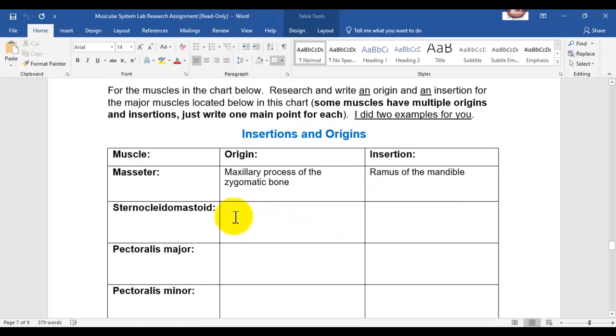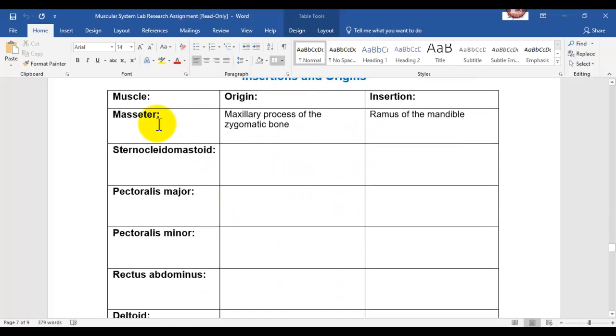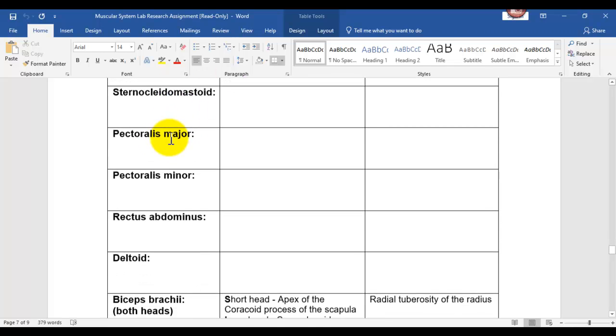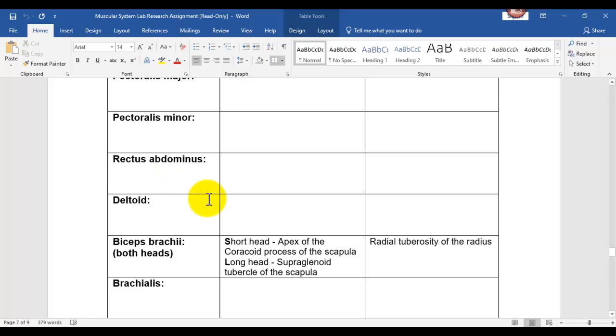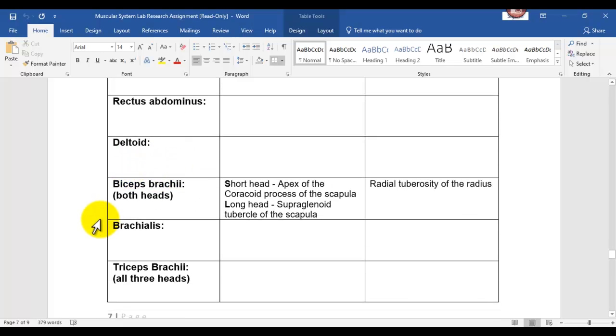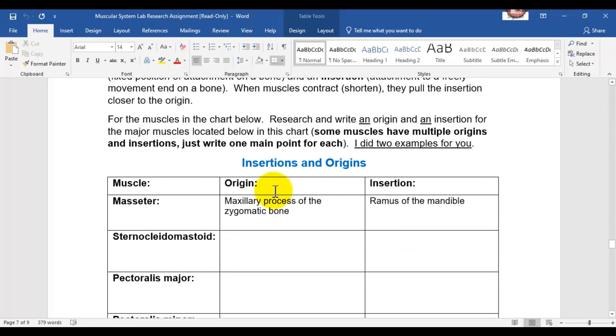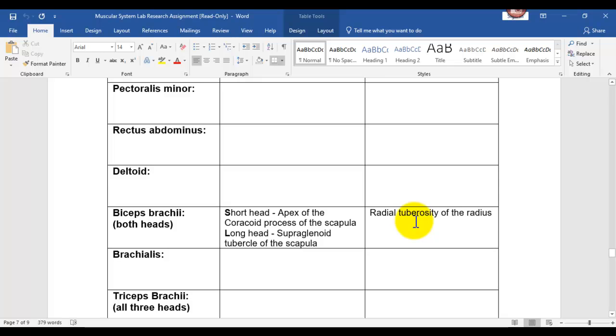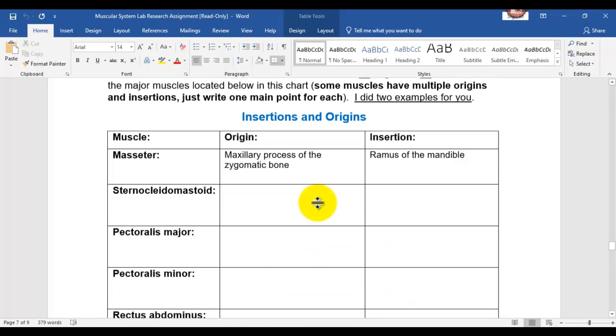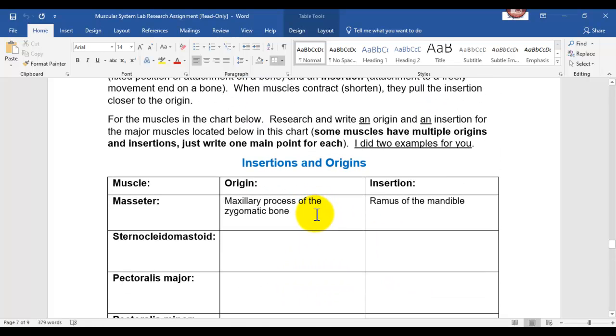So what we have here, these are major muscles. Masseter is the big one in the facial muscle. This is the neck muscle. Here's chest, rectus abdominis, big muscle, lower abdomen, shoulder muscle, arms. Now biceps brachii has 2 heads. You need to put where does each head attach. In other words, what's the origin, and then where do they insert? And basically pick another one, a short, concise definition.